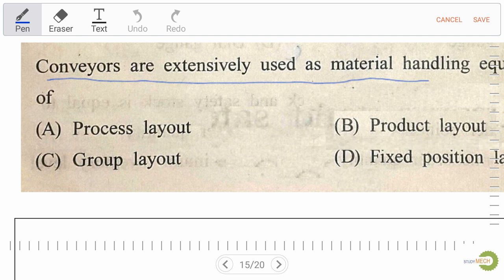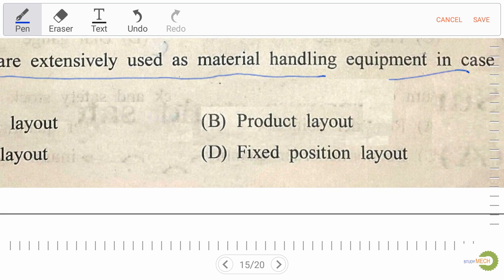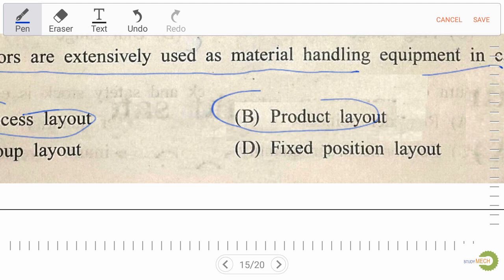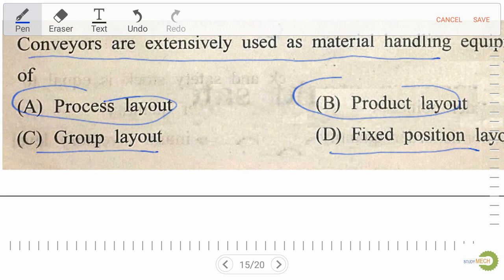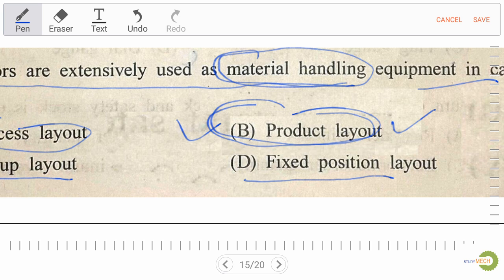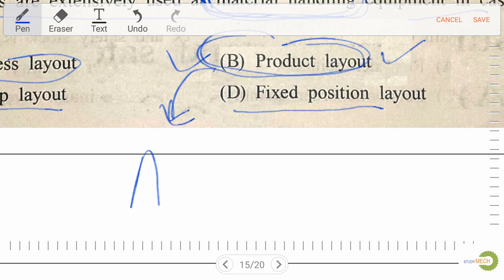Conveyors are extensively used as material handling equipment in case of option A, process layout, option B, product layout, option C, group layout, and option D, fixed position layout. First of all, our right answer is option B, product layout. B is our right answer. Now what is the meaning of material handling? Material handling means to transport the raw material from a storage to a department, to machine and up to the finished product. That is known as material handling. And the example of product layout is the automobile sector.